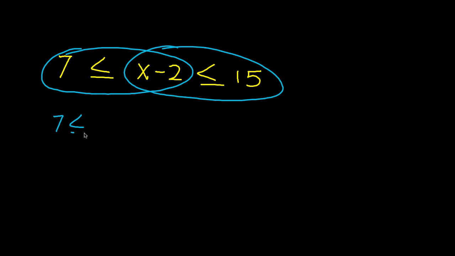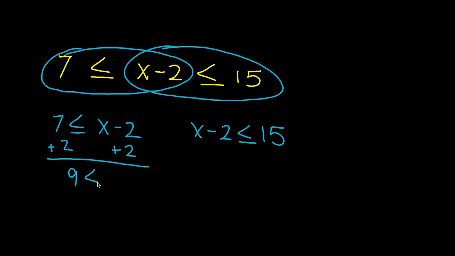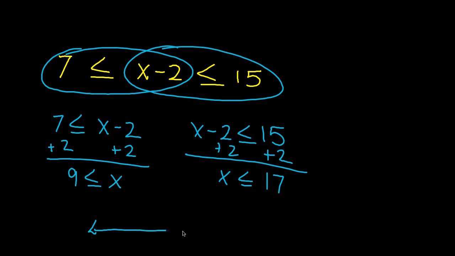We've got 7 is less than or equal to x minus 2. And we've got x minus 2 is less than or equal to 15. We're going to add 2 to both sides and get 9 is less than or equal to x. Add 2 to both sides and we're going to get x is less than or equal to 17. On our number line, we're going to include the number 9 and the number 17, and there's obviously a lot of numbers in between there.